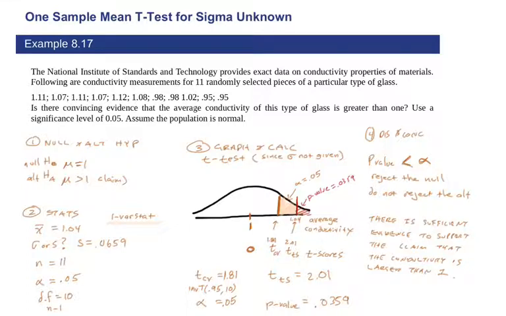Notice that I said we could support it because the alternative is the claim. If the claim is the null, we're never allowed to use the word support. We usually say there's not sufficient evidence to warrant a rejection, or something along those lines.